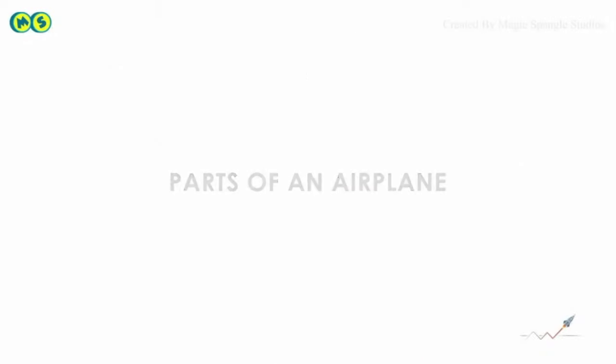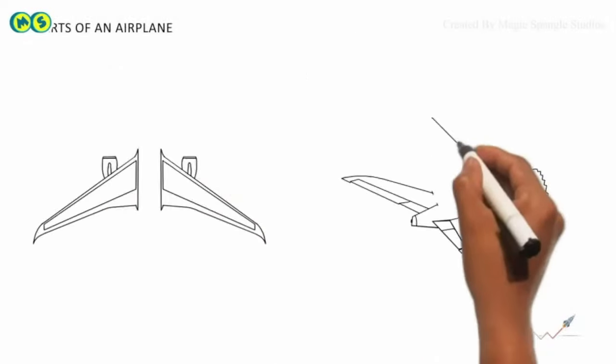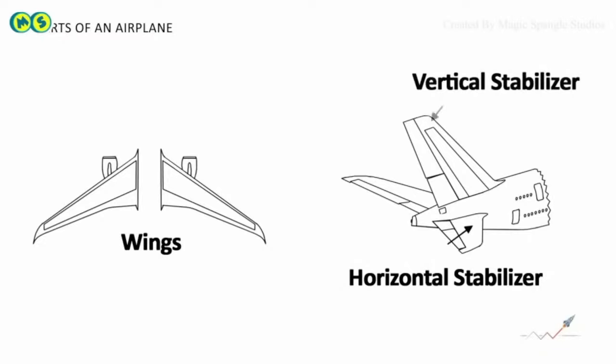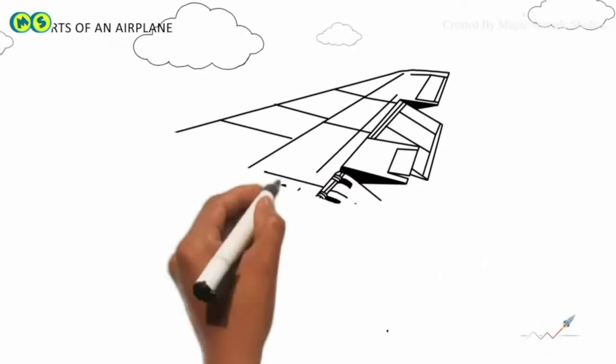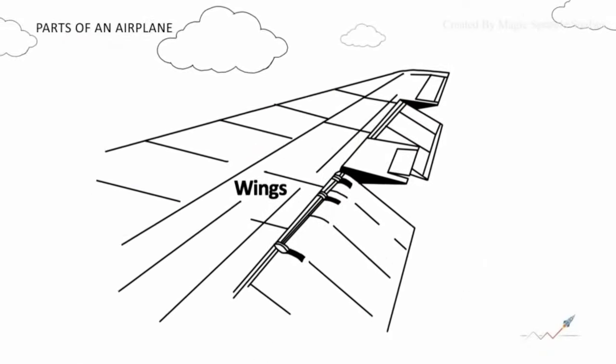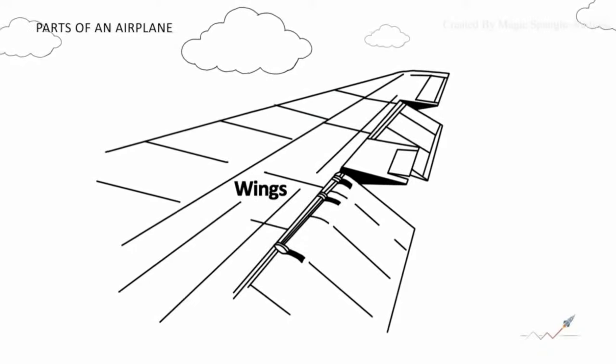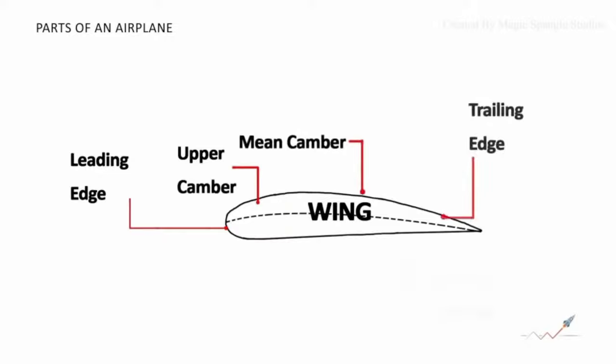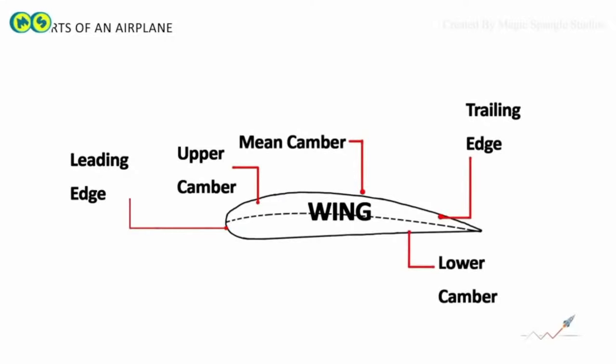Parts of an airplane. The basic parts of an airplane are 1. Wings, 2. Horizontal stabilizer, and 3. Vertical stabilizer. The wing is the most important part of an airplane, since it produces lift that allows a plane to fly. A wing produces lift because of its slightly inclined and special shape, which is called an airfoil.